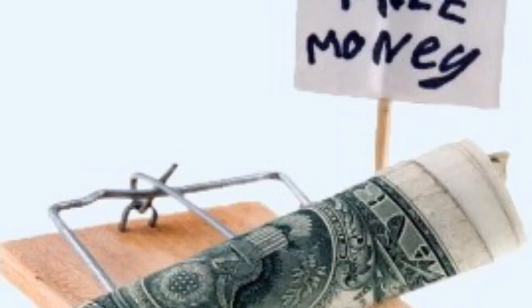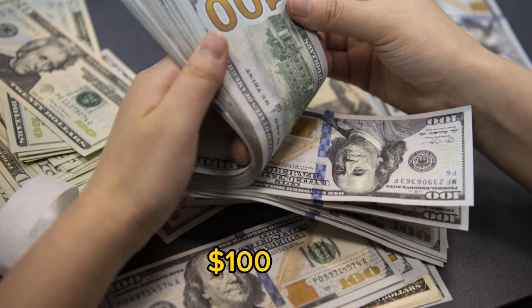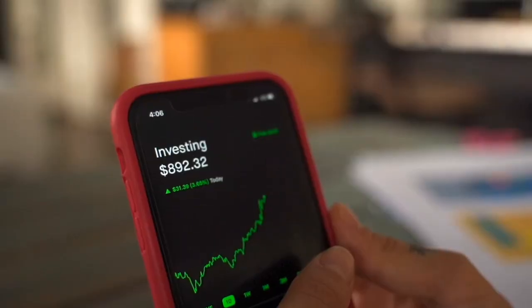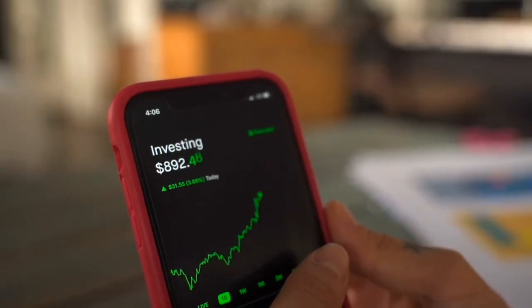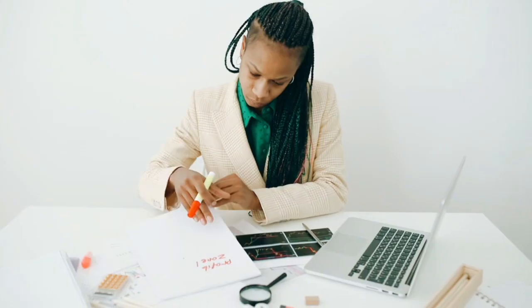Now forget about get-rich-quick schemes. Forex demands dedication, not just dollars. You can kick off with as little as $100. But remember, it is about investing in your financial knowledge. You have to prepare to immerse yourself in learning the markets.